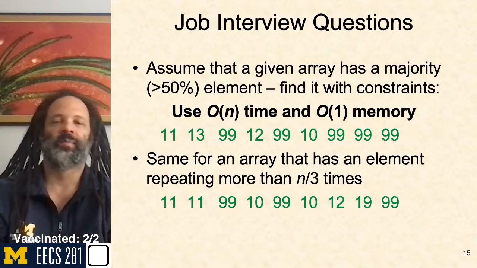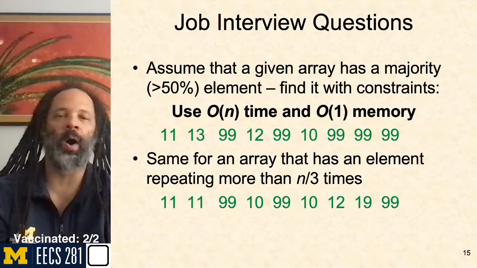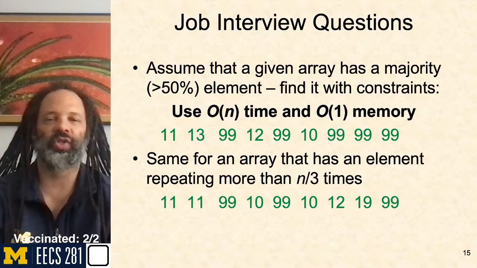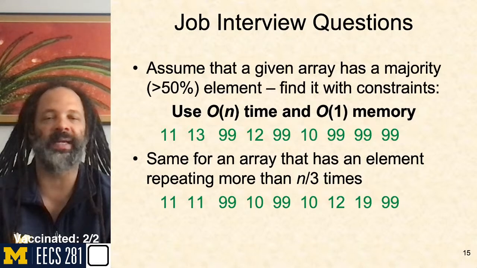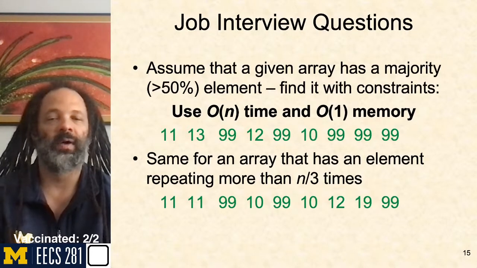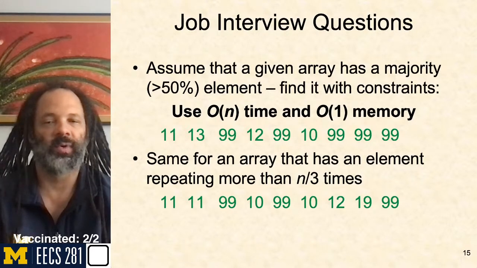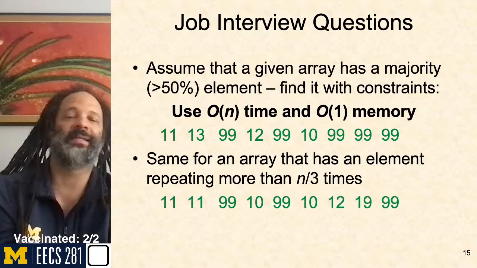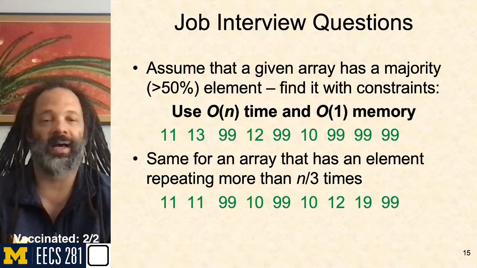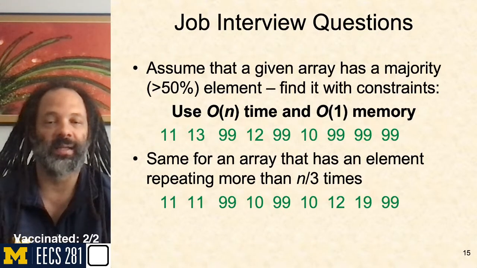That's what's there. So that's one really difficult challenge. The next one is even more difficult. Do the same thing for an array that has some element that repeats more than a third of the time. So if it's more than a third of the time, how do I find that one? So here I've got 11, 11, 99, 10, 99, 10, 12, 19, 99. So I've got 3 99s in this collection of size 8. I should be able to find that.